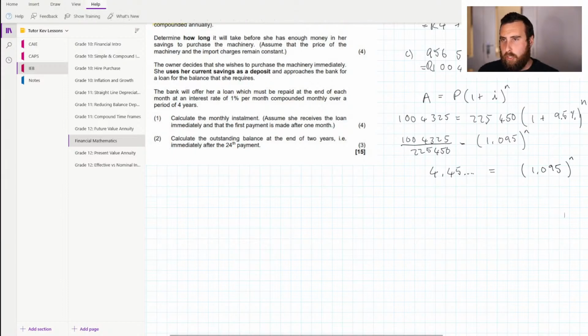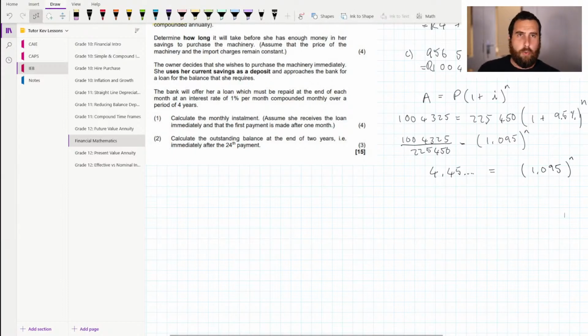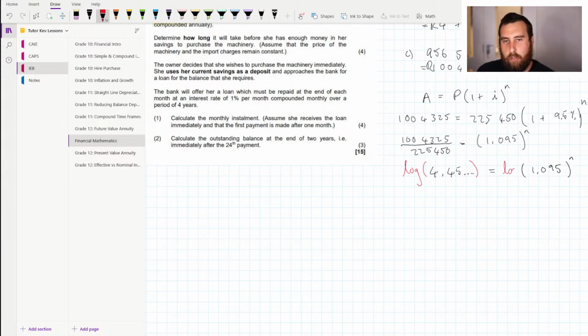a particular rule that you can use is, for instance, when you square root both sides to get rid of a square, you can actually do the same thing with logarithms. So I can say the log of the left-hand side must equal the log of the right-hand side.